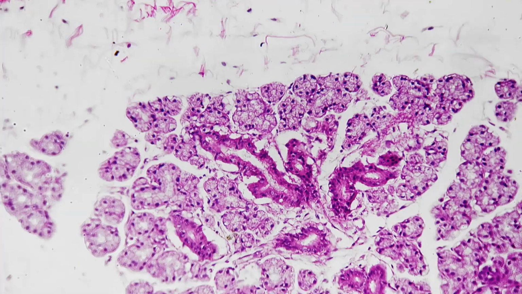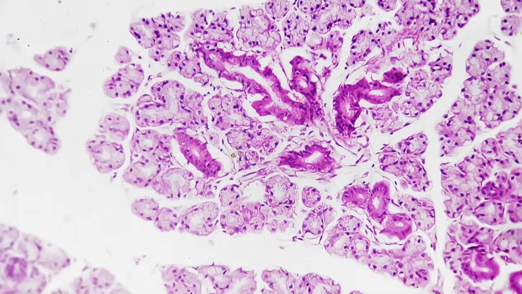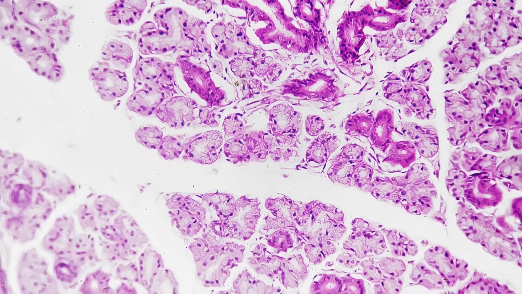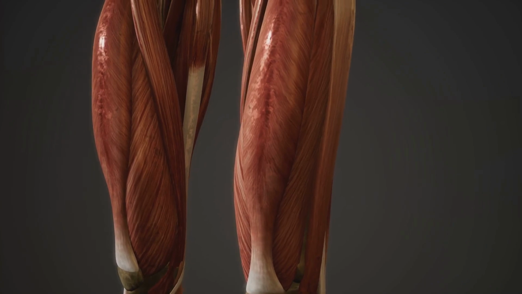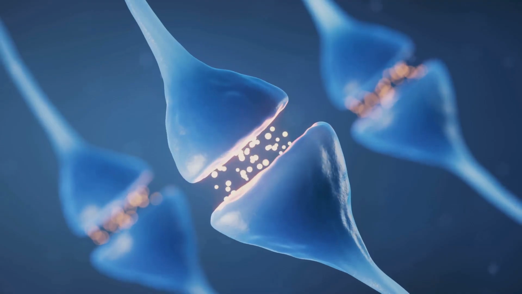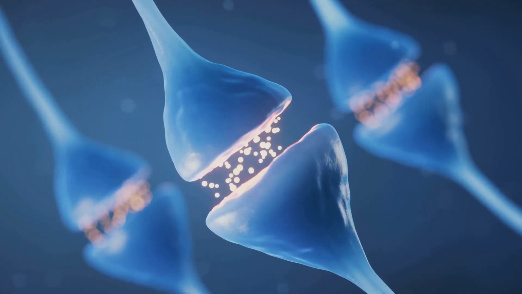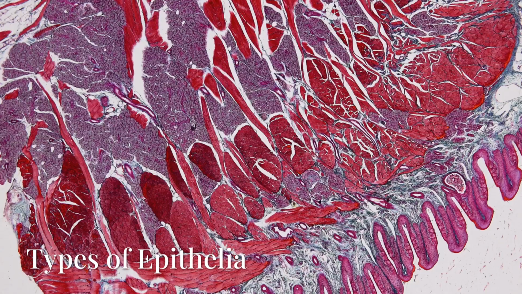And moving on, there are 4 major tissue types. Epithelial tissue covers surfaces, lines cavities, and forms glands. Connective tissue supports, binds, and protects other tissues. Muscular tissue is responsible for movement through contraction. And finally, nervous tissue transmits electrical signals for communication.